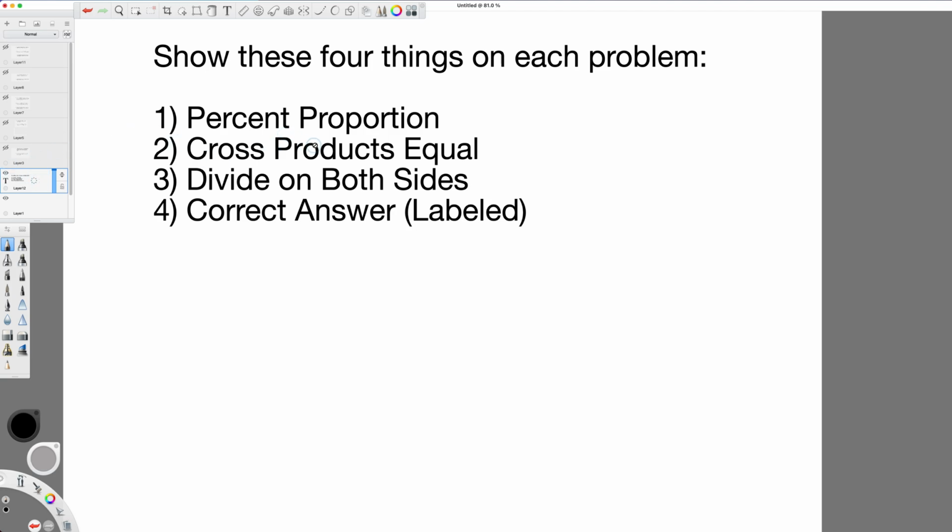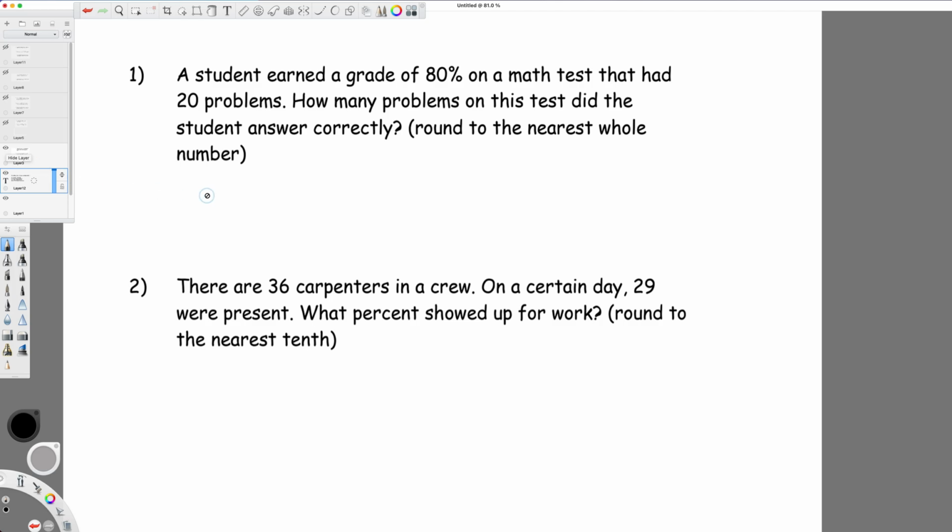I'm going to step through the problems here. I have them kind of blocked out here. Problems 1 and 2, we have a pretty straightforward situation here. A student earned a grade of 80% on a math test that had 20 problems. So that 20 problems is how many total problems are on the test. How many problems on this test did this student answer correctly? And it says to round it. If we get a messy number, it typically will tell us to round. Turns out this one doesn't require any rounding at all.